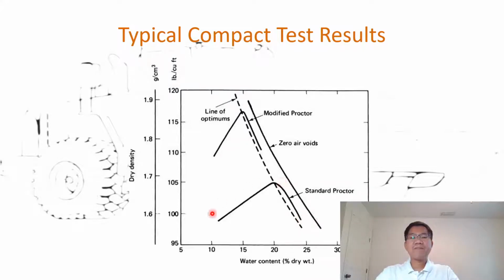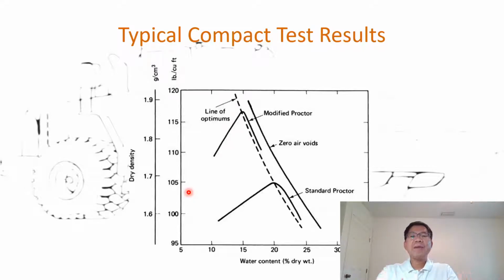And from that curve we can see the optimum water content is about 20%, with the maximum dry density, in this case about 105 pounds per cubic foot. So that is the optimum water content that we determine.